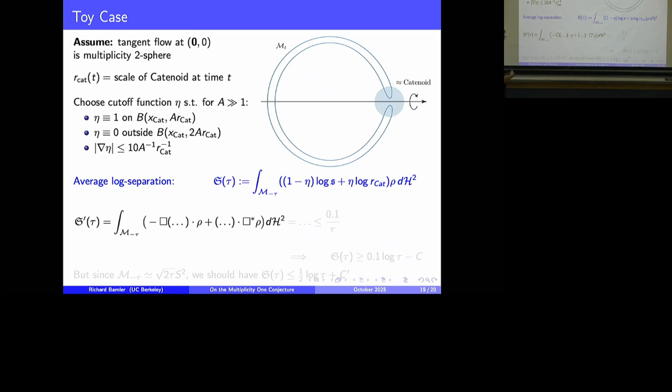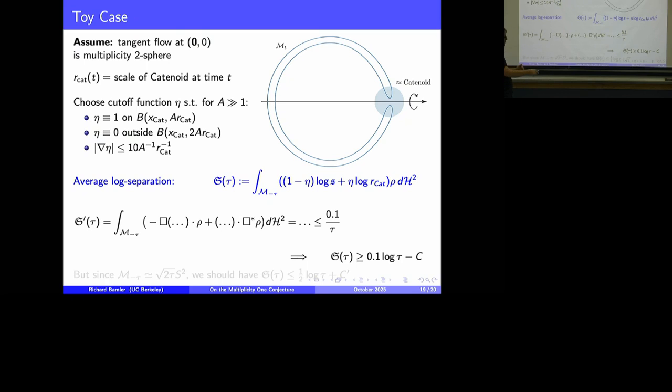And so now if I take the derivative of this average log separation with this modification, then I can use the two formulas from before, do a few integration by parts, and get a bound of this form. This is bounded by something like 0.1 divided by tau. I need to make a large enough. Okay? And so now I can integrate this differential bound, and I get that this average log separation is bounded from below by 0.1 times log tau minus c.